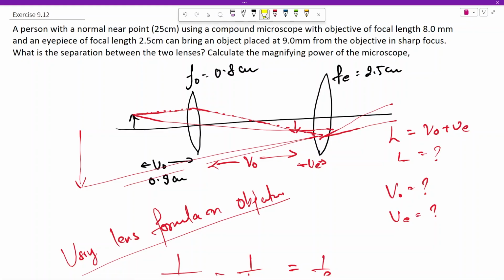The question says that a person with normal near point 25 centimeter using a compound microscope with objective of focal length 8 millimeter and eyepiece of focal length 2.5 centimeter can bring an object placed at 9 millimeter from the objective in a sharp focus. What is the separation between the two lenses? Calculate the magnifying power of the microscope.